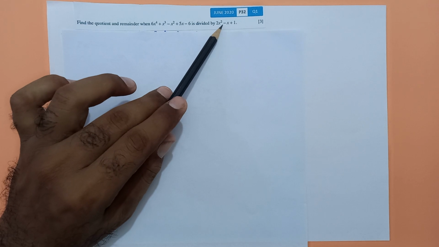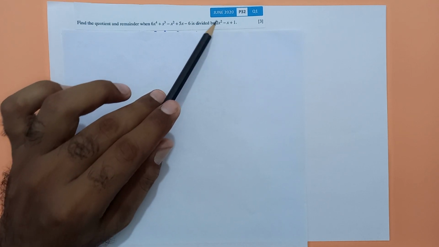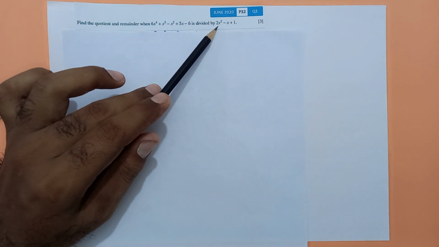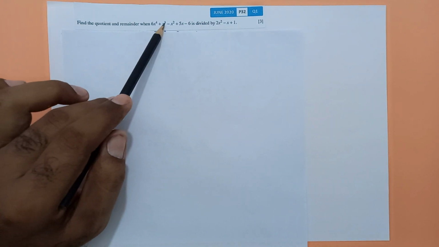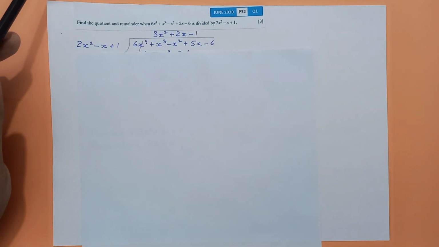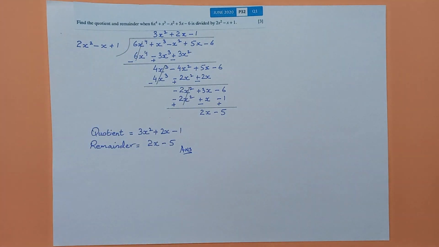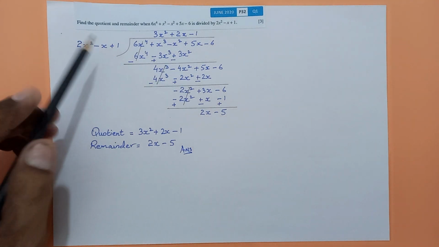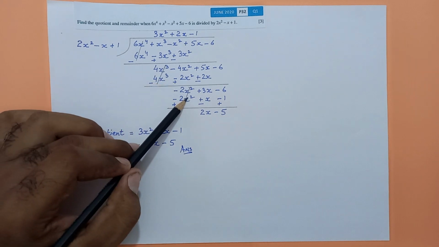Because if this had been something like a linear divisor, then we could go with the other process, but because it is a quadratic, we have to go with the proper division process. That means we have to divide this polynomial by this quadratic. The process is simple. I have written the polynomial inside and we have to divide that by this quadratic. So we have to eliminate the first term at every step.